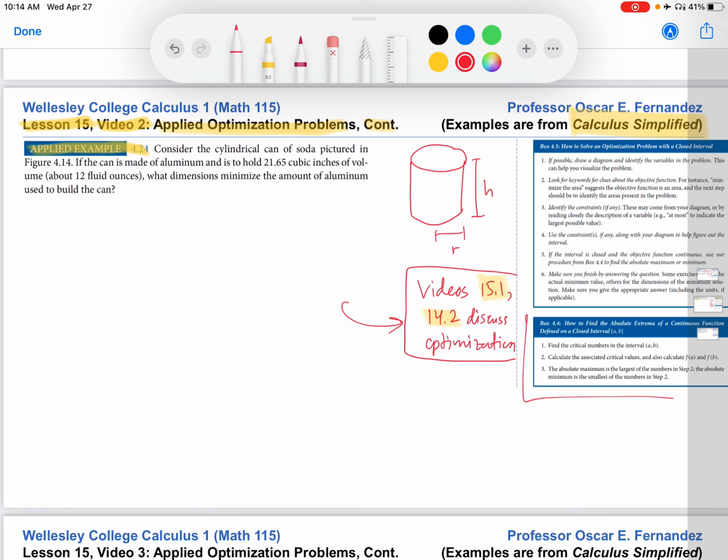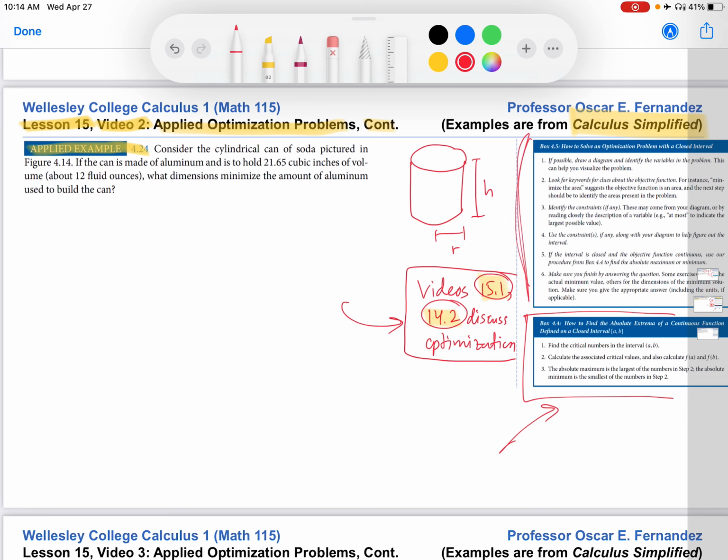So the theory of optimization in terms of optimizing a continuous function defined on a closed interval is kind of what this box 4.4 here is all about. So I talked a lot more about that, as I said, in video 15.1. In this video, I'm going to talk more about this box up here.